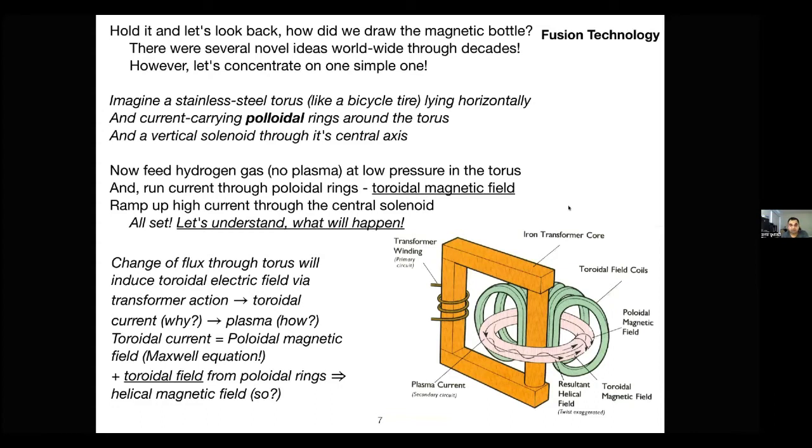So fusion should happen, but still now we do not have commercially viable fusion reactors. So why not?